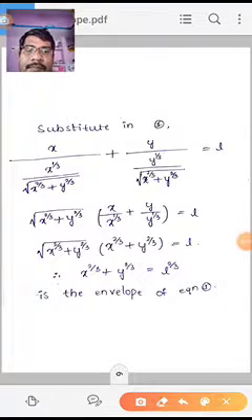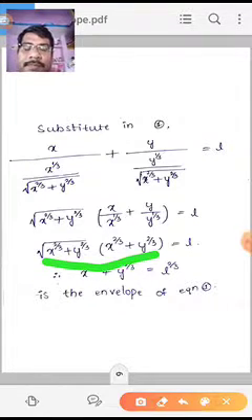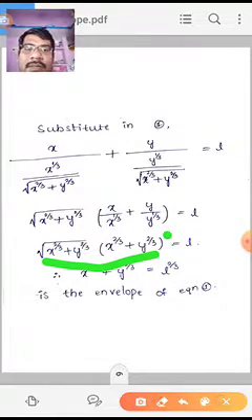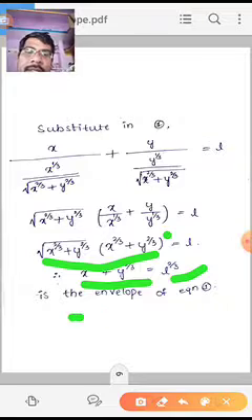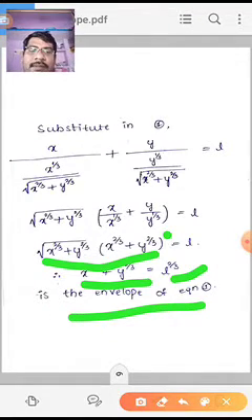Multiply these two equations, that is equal to x to the power of 2 by 3 plus y to the power of 2 by 3 whole to the power of 2 by 3 is equal to L. Three by 2 is equal to L. Therefore x to the power of 2 by 3 plus y to the power of 2 by 3 is equal to L power 2 by 3. This is the envelope of the equation.